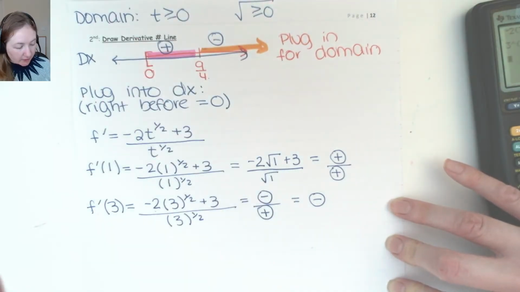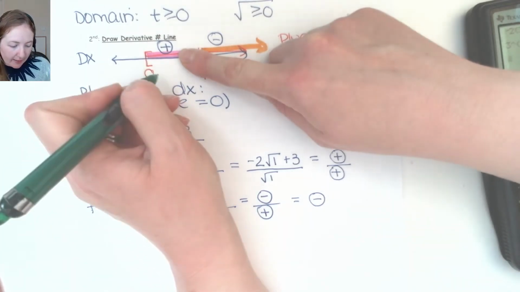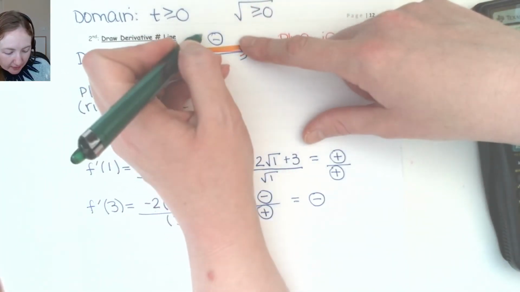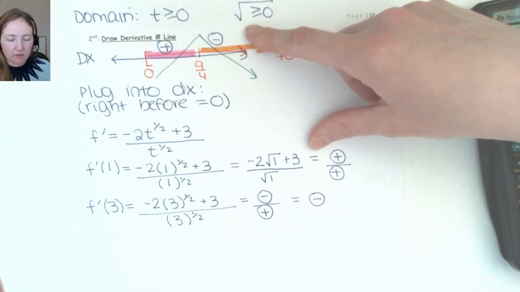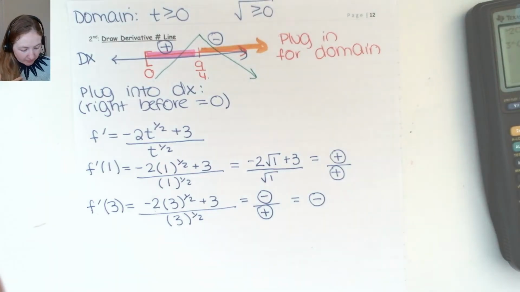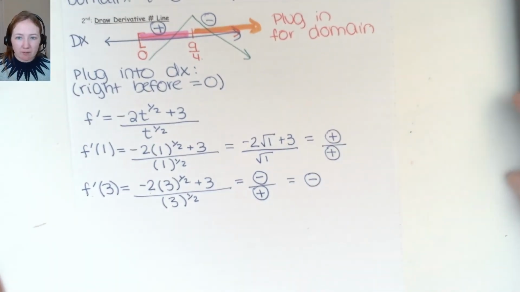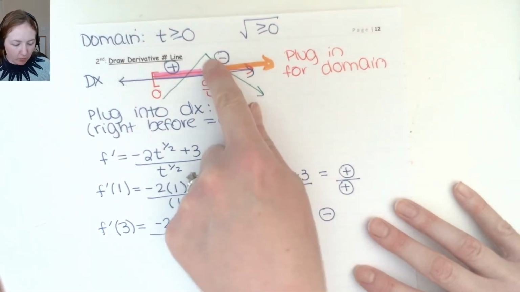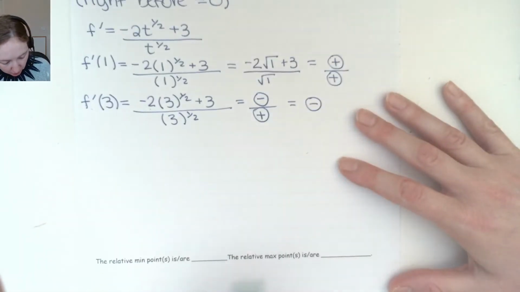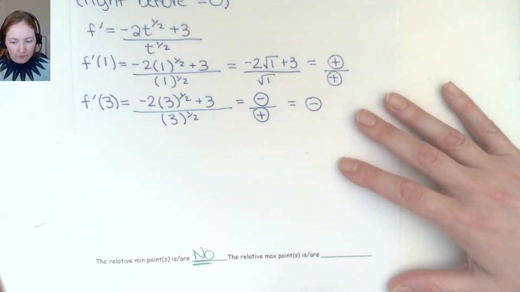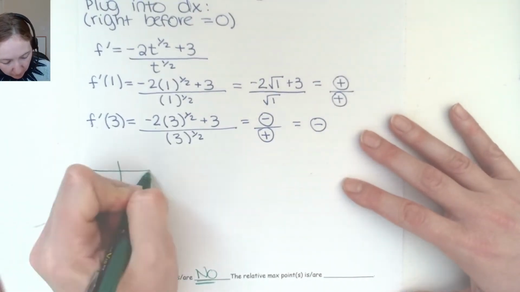So what we're seeing here with the positive is that that would be increasing, so we're going up the hill, and then the negative would be decreasing, so we're going down the hill. So at the end, they want us to find the relative max point and min point. You will notice here that you just have a peak, you just have a high point. So there is going to be no relative min point, and the relative max point will come at the 9/4.